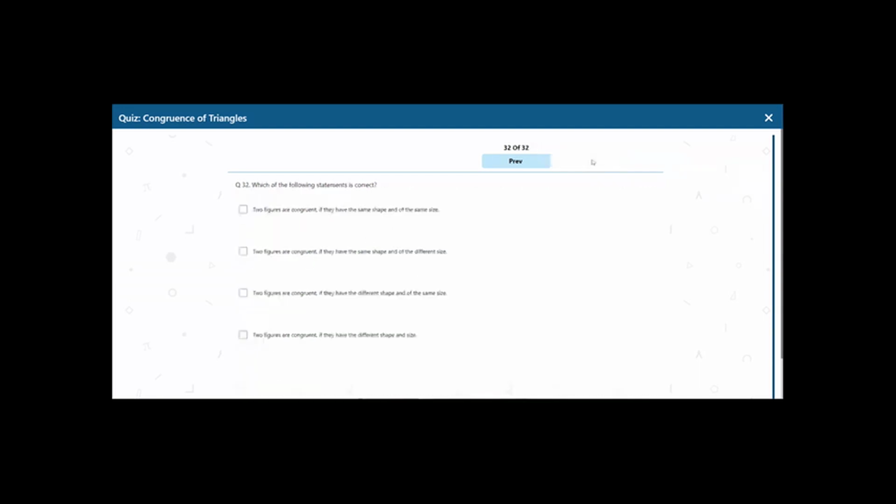If two angles and one side of one triangle are equal to the corresponding two angles and side of the other triangle, then the two triangles are congruent by? Option 1. Correct. Two angles and the included side of one triangle are equal to the corresponding ones, yes, ma'am. Last question.